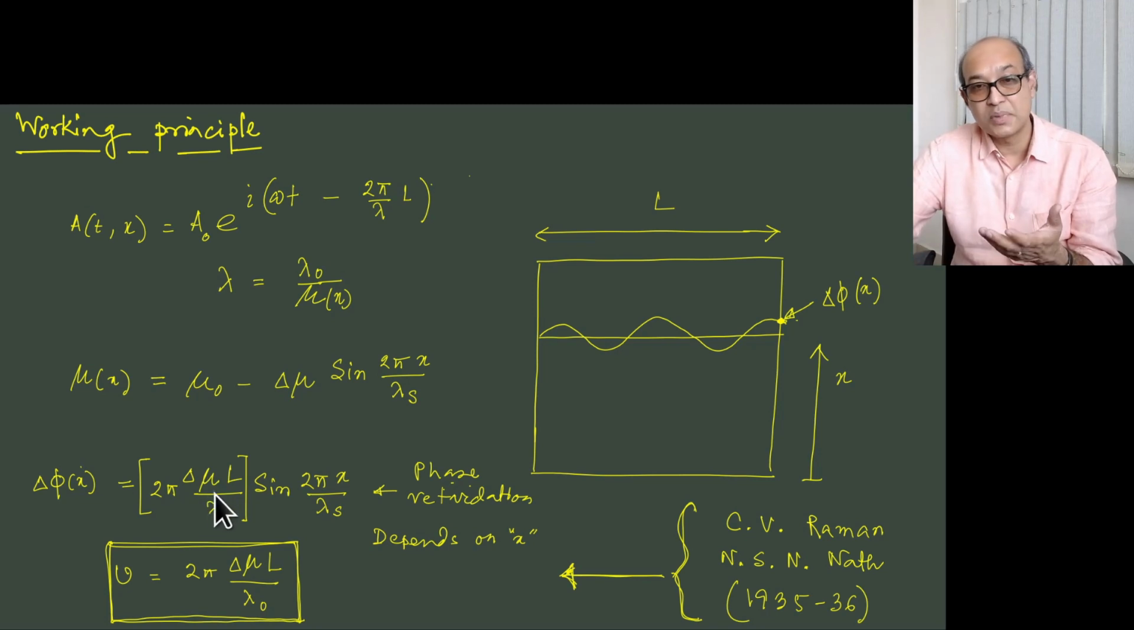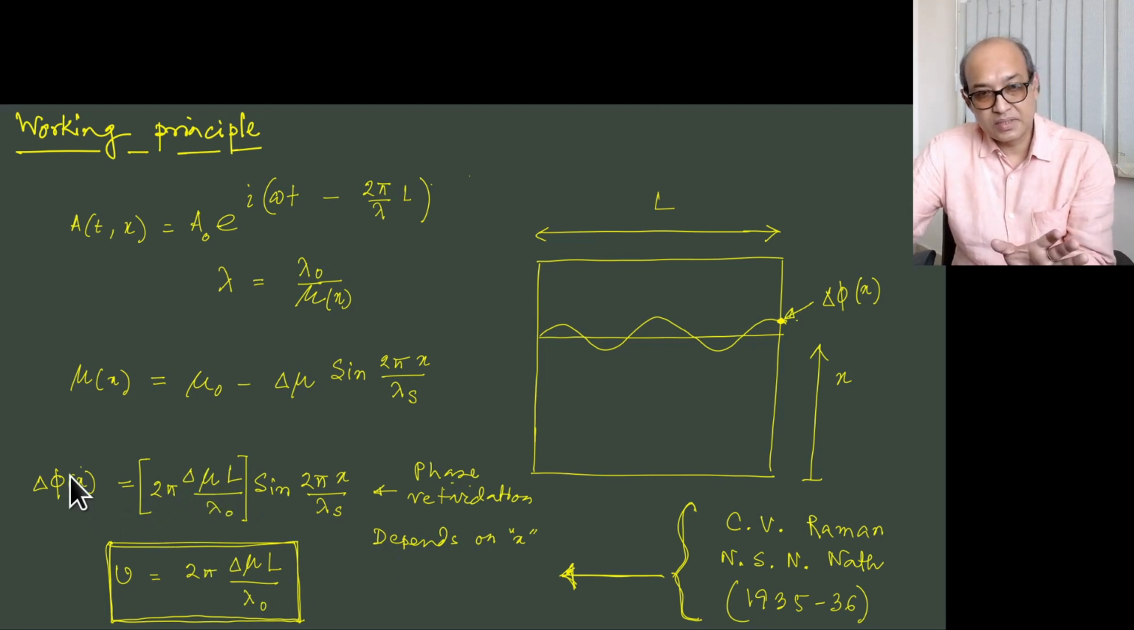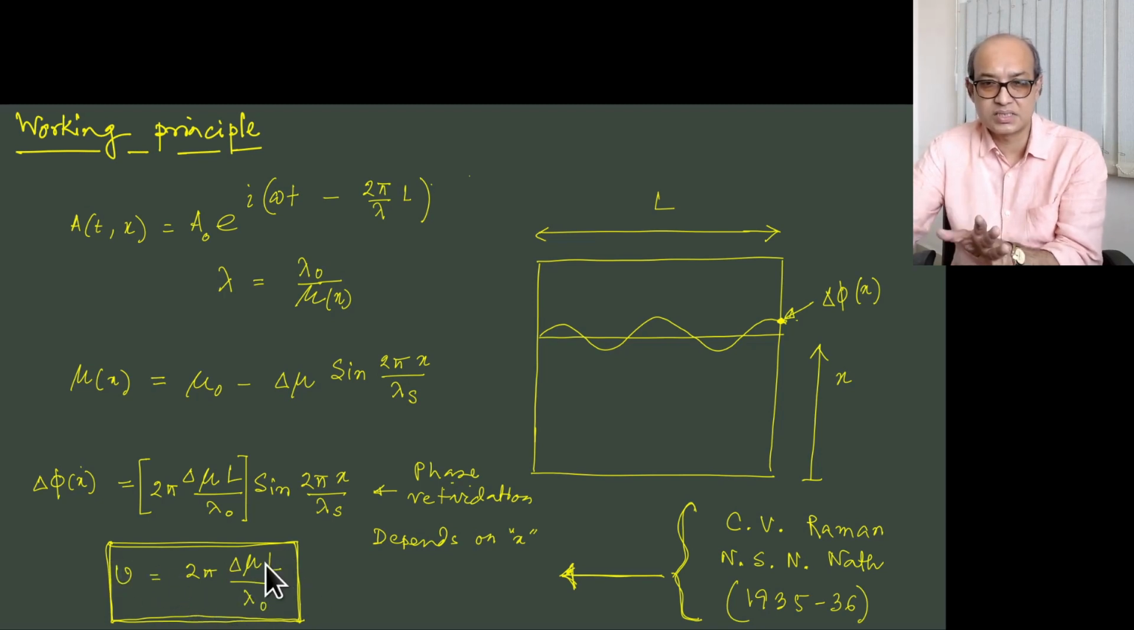Okay. So delta mu times L, L being the length of the box, and divided by lambda naught, that is the wavelength of the light, and then the sine modulation 2 pi x by lambda s. This you see, this is essentially the phase of the light as it comes out. It's basically a periodic function of x. So the amplitude of this periodic function, let's call it V, being 2 pi delta mu L by lambda naught. It's just a simple notation.